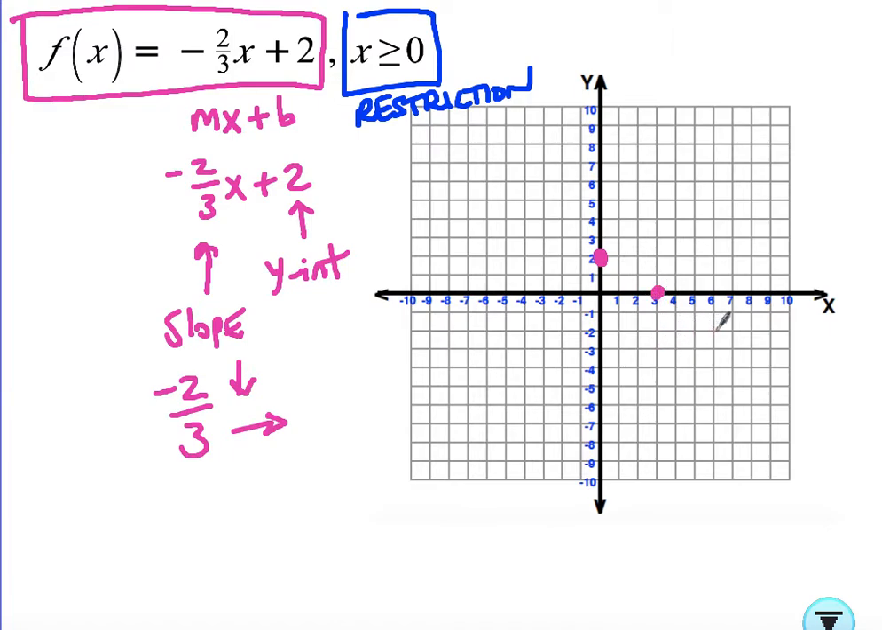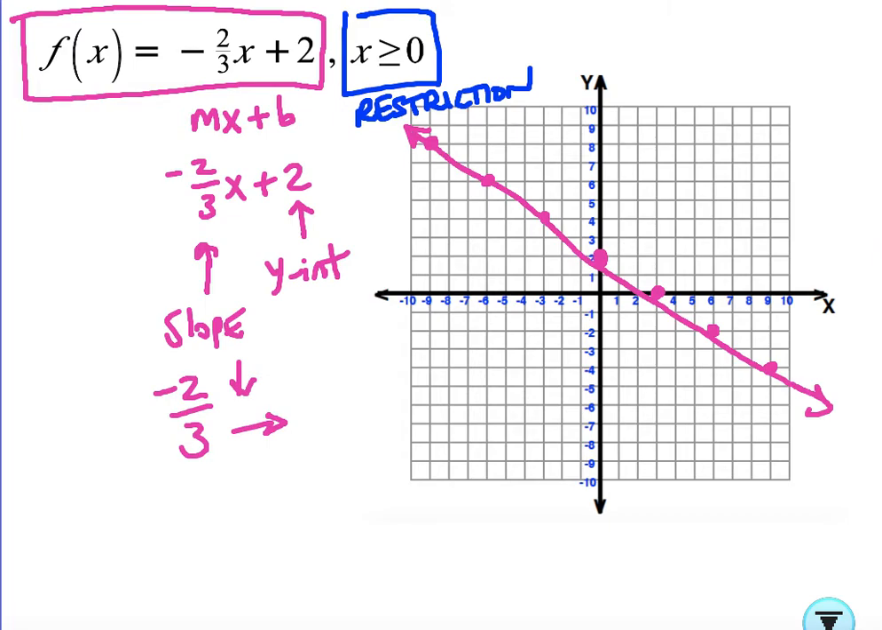Down 2, over to the right 3. Now I would go off the graph this way, but I could go the other direction to fill up my graph. So that would mean going up 2 and to the left 3. And I want you to do this, I want you to fill in as much of the graph as possible because you never know where that restriction is going to be placed.